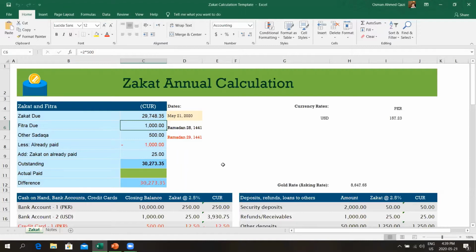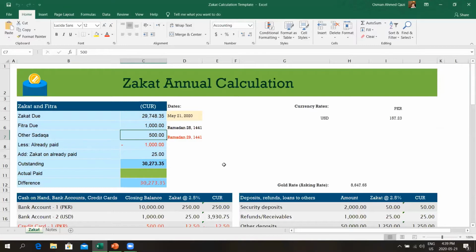But just to show you that for 2 people, you multiply them by 500, and that's basically how you calculate the fitra, right? So you put the fitra in. It's up to you. If you don't want to, you can do this calculation separately as well. But here I'm including it so that you have everything in one place. And there's other sadaqah as well.